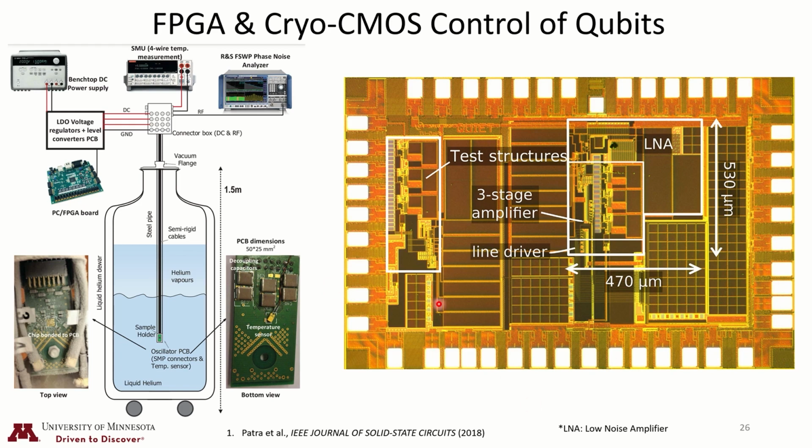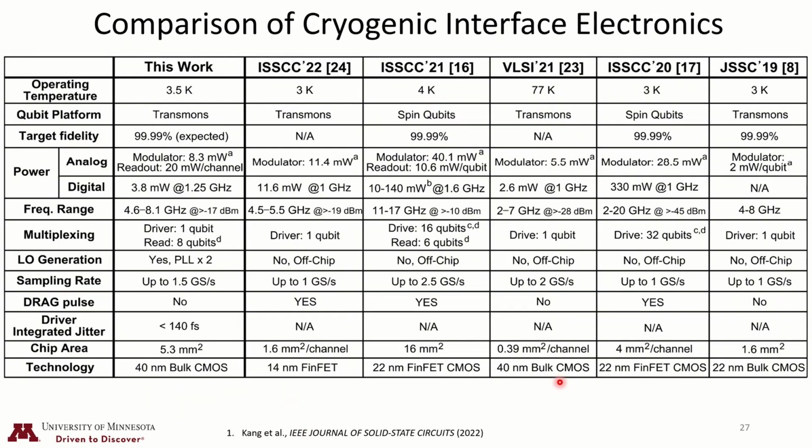So this is an example of what those cryogenic CMOS components look like. This cryogenic CMOS here is an amplifier component, which is one of the components on this PCB. You can see here the top view and bottom view. And then here's a comparison table, a chart showing the various kinds of interface electronics at cryogenic temperature range.